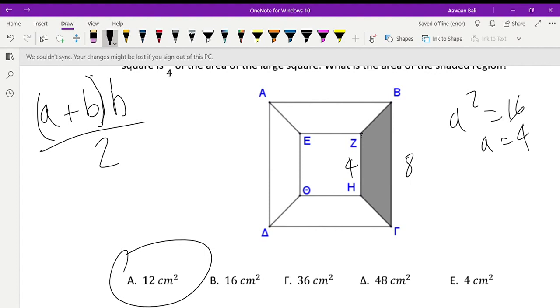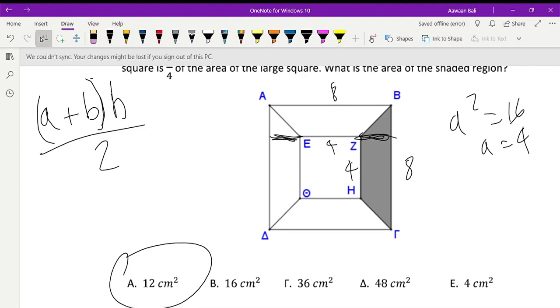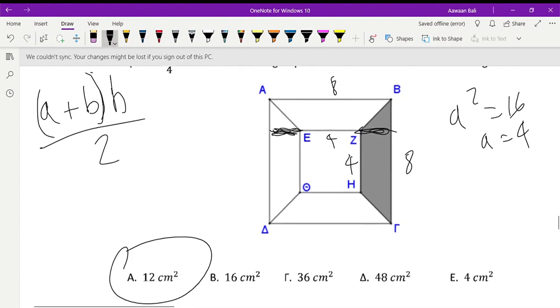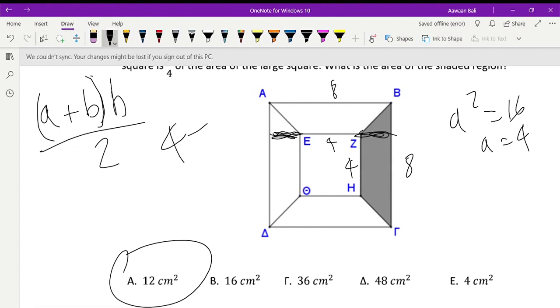To find the height, we know all sides are 4. So 8 minus 4 is 4, which means this portion plus this portion is 4. We can say they're equal, these two portions, so we can just do 4 divided by 2 is 2, which means this is 2 centimeters, this is 2 centimeters. And this 2 centimeters actually goes the full height of the trapezium. Therefore, we know that our height is 2 centimeters. So basically, you could just say 2 here.